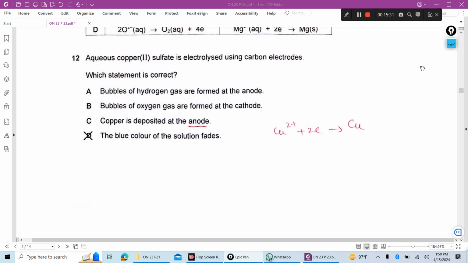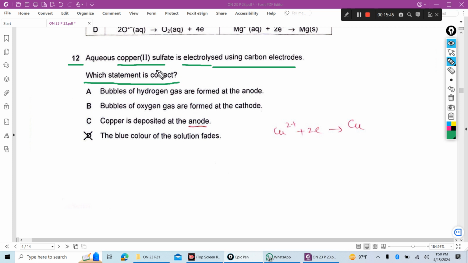Then 12. Aqueous copper 2 sulfate is electrolyzed using carbon electrodes. Which statement is correct? Aqueous copper sulfate. So at the cathode, copper ion gains 2 electrons to form copper. So the blue color of the solution fades as copper ion discharges. Copper ion is blue. As copper ion is converted to copper, the blue color of the solution fades. Fade means decolorizes.